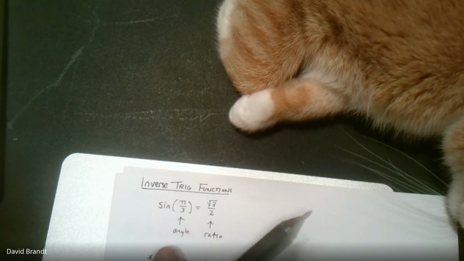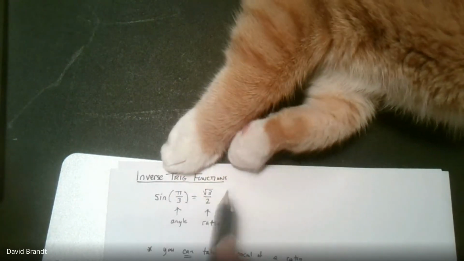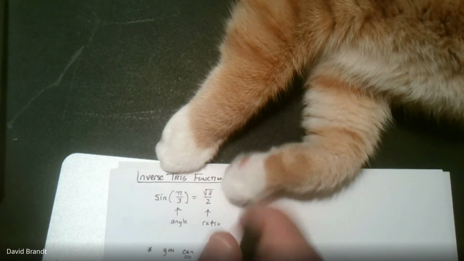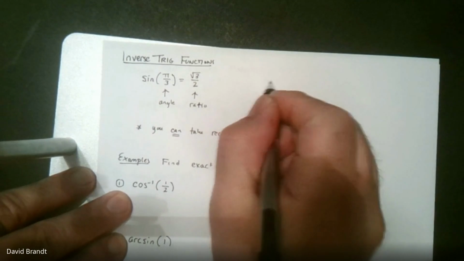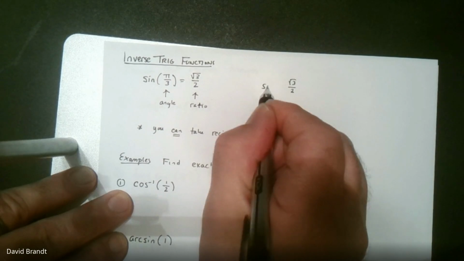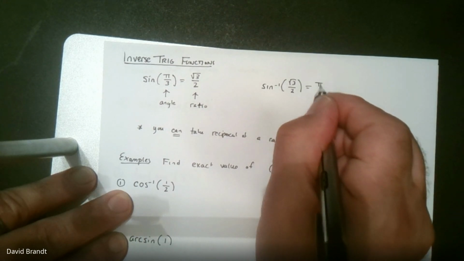So inverse trig functions, you already know this. Sine of pi over 3 is equal to square root of 3 over 2. Now, if you reverse that, I want to put the square root of 3 over 2 first, and I want the answer to be pi over 3. When you do that, that's called inverse sine, and the answer is pi over 3.